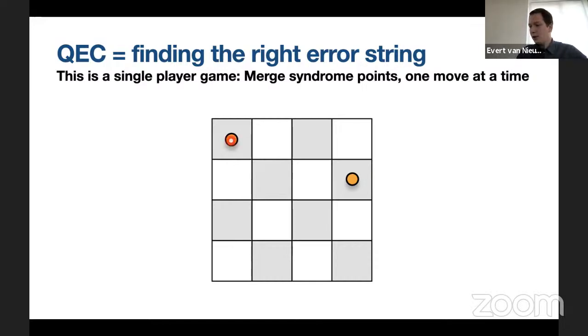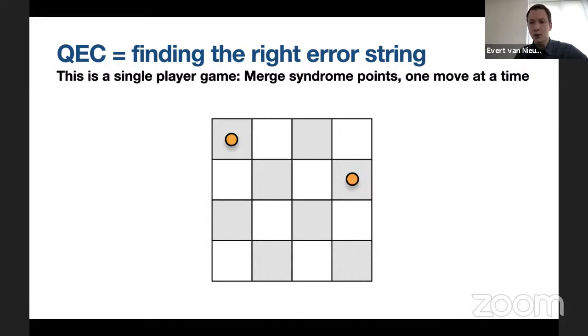Then I calculate all the stabilizer values, and I hide which underlying physical qubit I flipped. So all you get to see, which is also all you have access to in, let's say, your experimental surface or toric code, is the value of all these measured stabilizer operators.